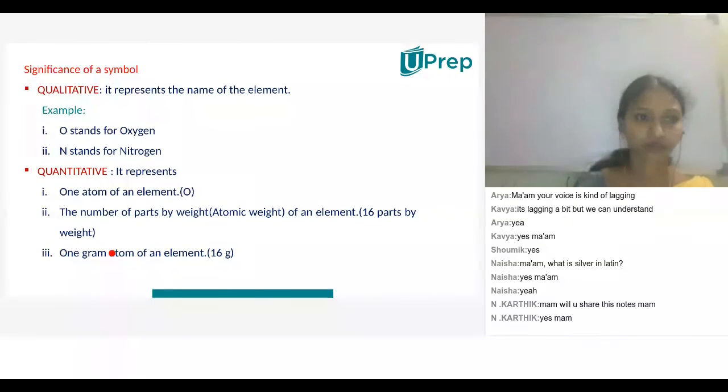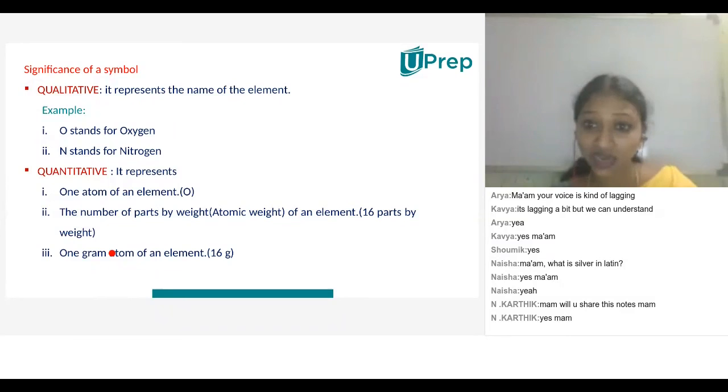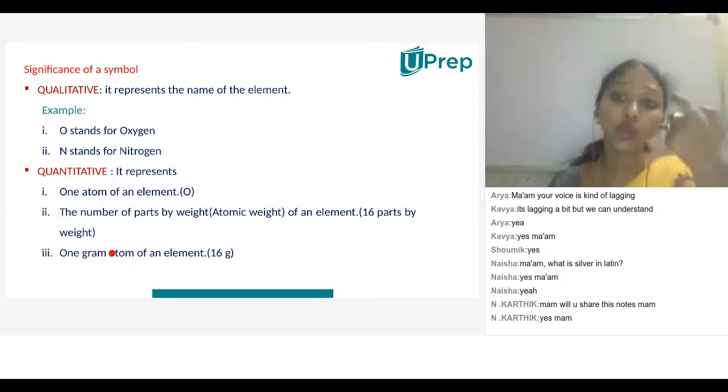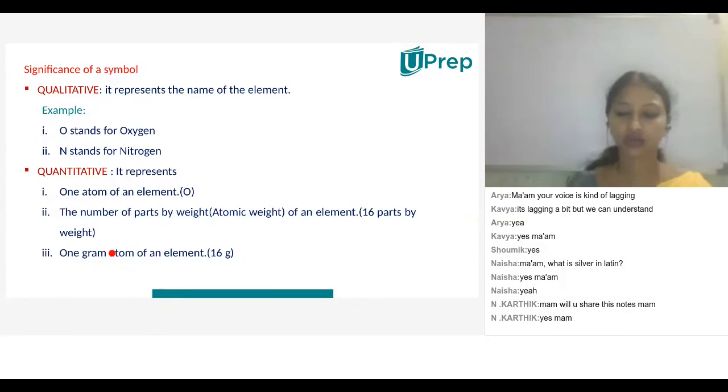Ma'am, I didn't get qualitative. Qualitative means, if I write the compound NaCl, by seeing the formula you understand that sodium is present in it and chlorine is present in it. Understood? Yes, ma'am. By seeing the symbol, you know the element. That is qualitative. Understood? Yes, okay ma'am. Good.